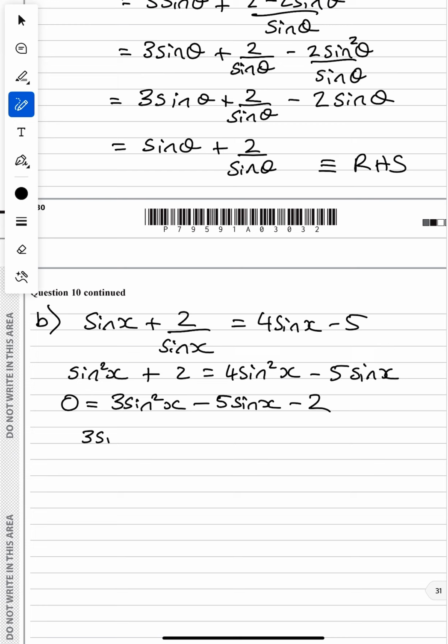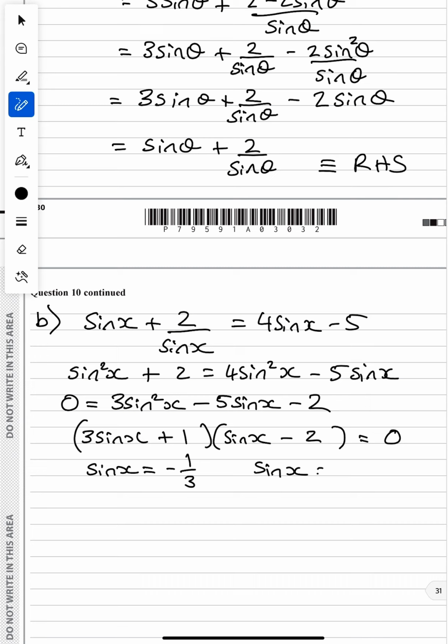So 3 sine x and sine x. So it must be 2 and negative 1 or negative 2 and 1. I think this is going to be negative 2 and plus 1 equals 0. Yeah, minus 6 sine x plus 1 would be minus 5 sine x. So that means sine x can either equal negative a third or sine x can equal 2. This cannot be true. The maximum sine x can be is 1, so there are no solutions there.